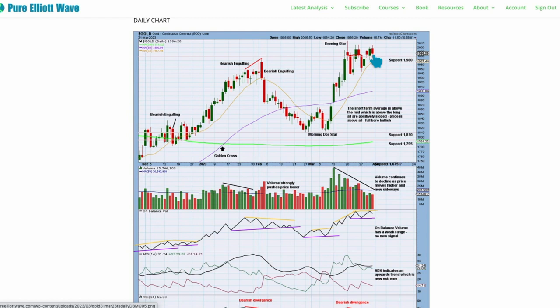So if we see a break above the upper edge of the pennant, draw it from this trend line here to here, then that would be an upward breakout, and then we can use the target. It'll probably be a lot higher than the Elliott wave target.